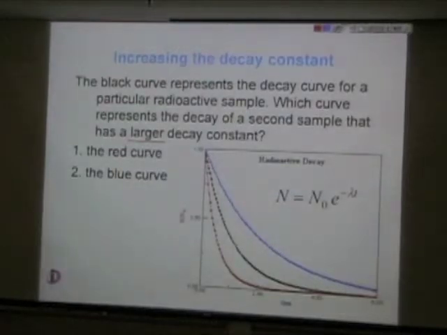Okay? Is it clear what the question is about? We need to compare 2 decay constants. Number one represented by the black curve, and another one which is supposed to be larger than the first one.